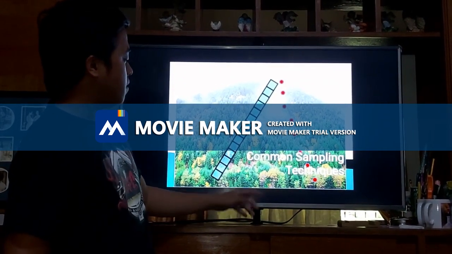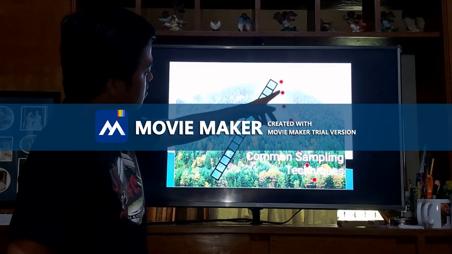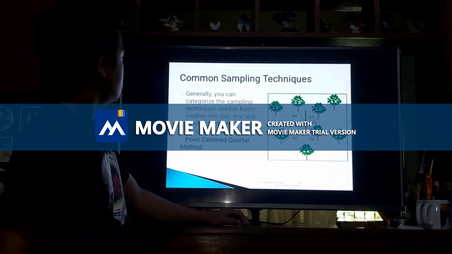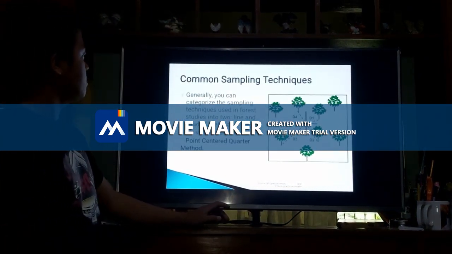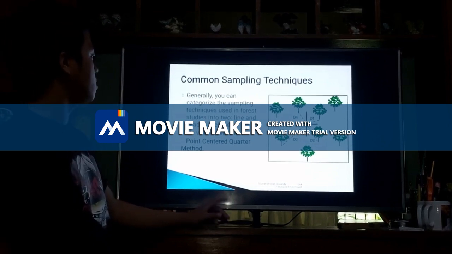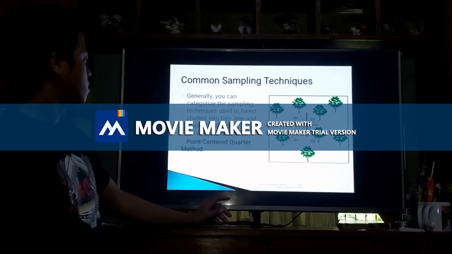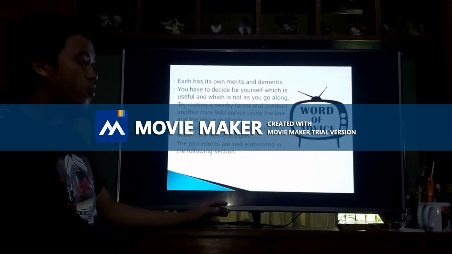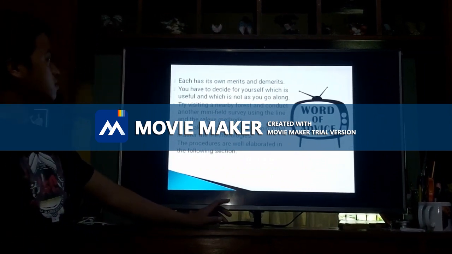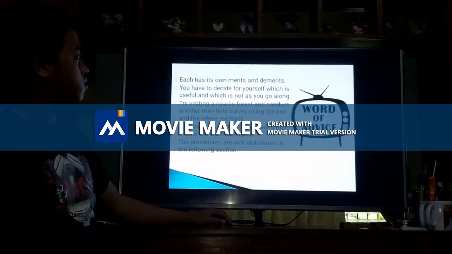So, common sampling techniques. This is the quadrat sampling technique and this is the point sampling technique. Generally you can categorize the sampling techniques used in forest studies into two. First is the line and the second is the quadrat method. So, we will present the point-centered quarter method. Each has its own merits and demerits. You have to decide for yourself which is useful and which not as you go along.